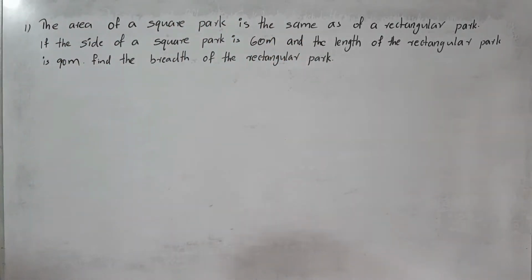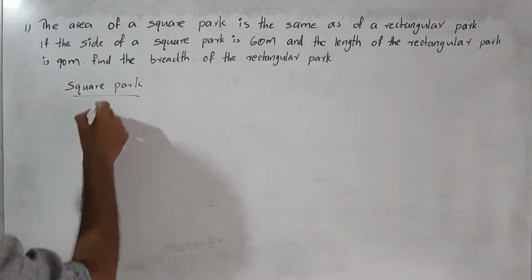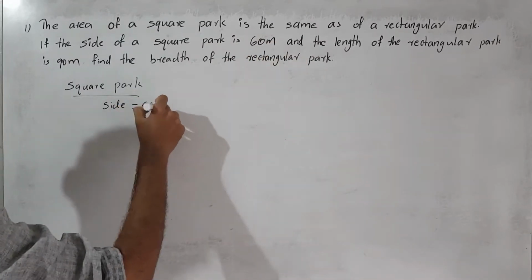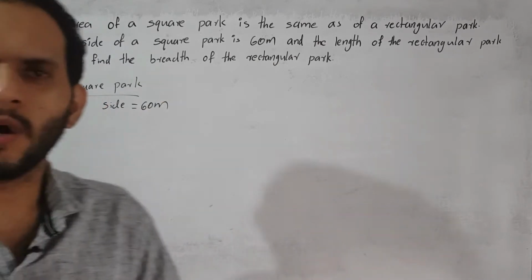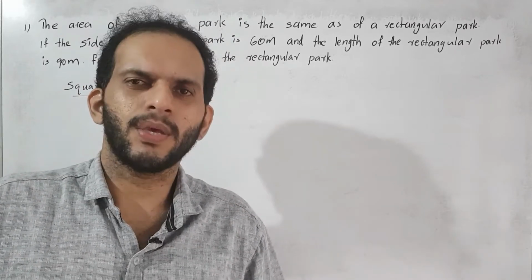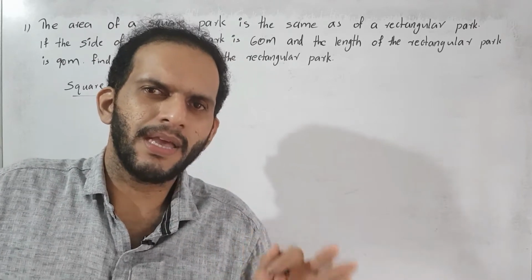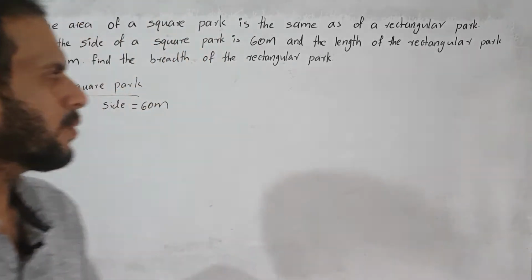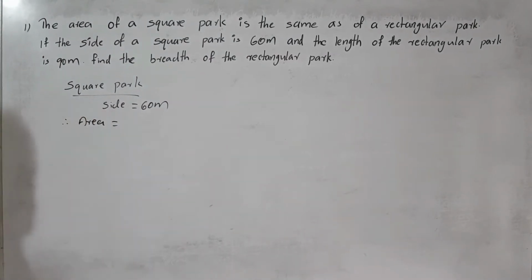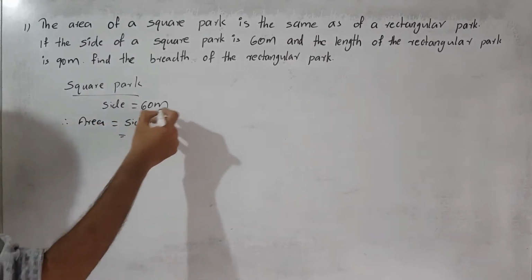Here, first we choose the case of the square park. What is given? The side measurement is given. Side is equal to 60 meter. If we know the side measurement of a square park, then we know how to find the area of the square. Correct? What is the equation? Side into side. So we apply that equation and find the area of the square park. Therefore, area is equal to side into side. That is the equation.